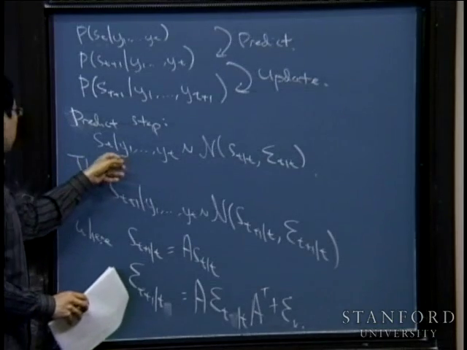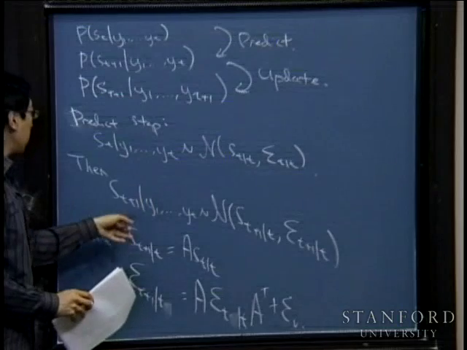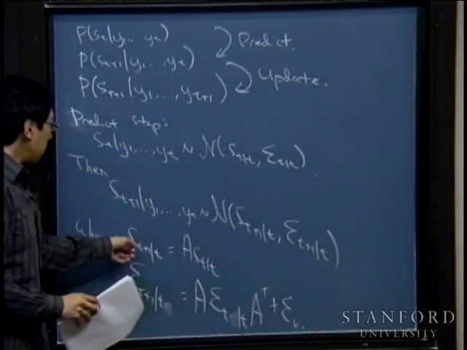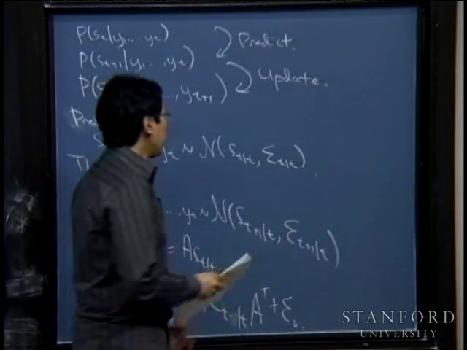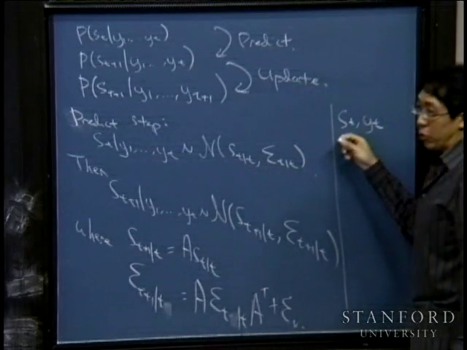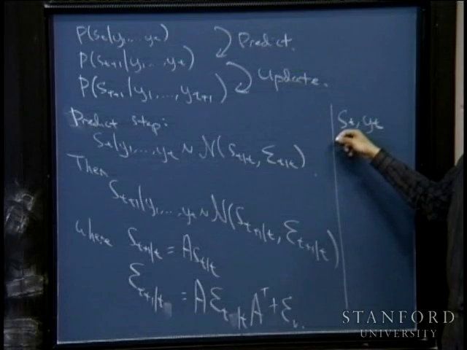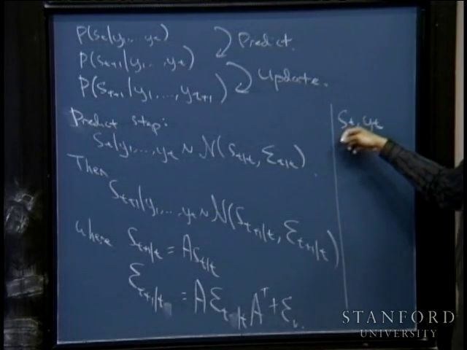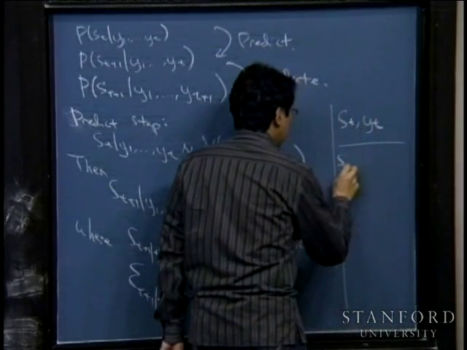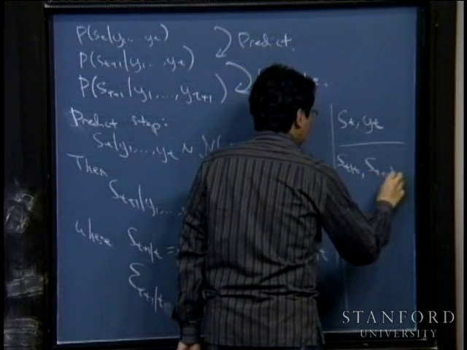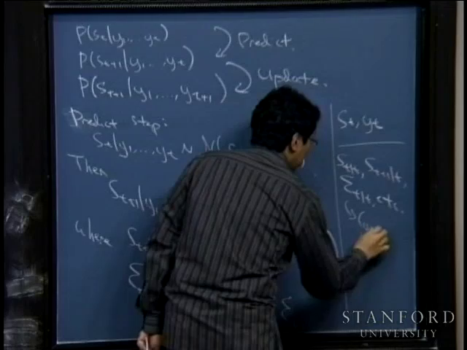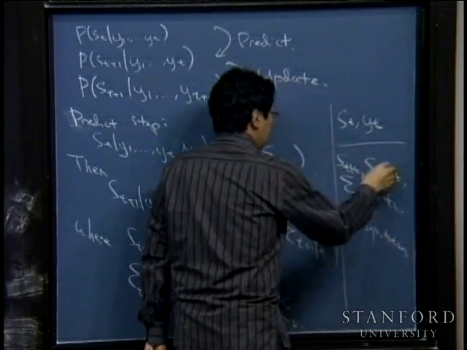Having computed the distribution of ST given Y1 through YT, you compute the distribution of ST plus 1 given Y1 through YT as a Gaussian with this mean and this covariance, where you compute the mean and covariance using these two formulas. And just as a point of notation, I'm using ST and YT to denote the true states and observations. So ST is the unknown true state. ST is whatever state the system is in, and you don't get to observe it. In contrast, I'm using things like ST given T, ST plus 1 given T, sigma T given T, and so on. These things are the results of your computations.